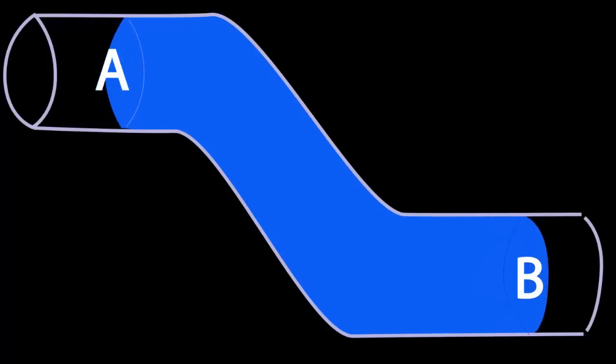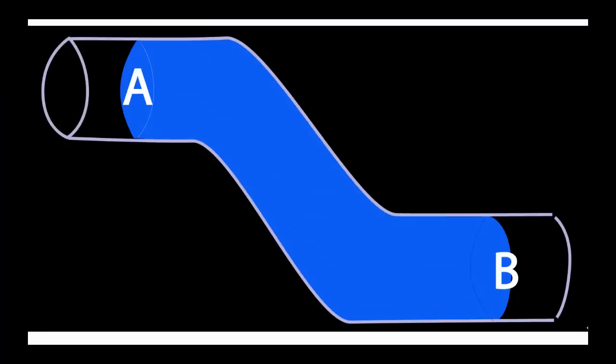Okay, so here's the situation. We got some water going in a pipe. It's the same radius all along the pipe, but it goes down here from A to B, kind of like this. And my question to you is, is it going faster at A or is it going faster at B?